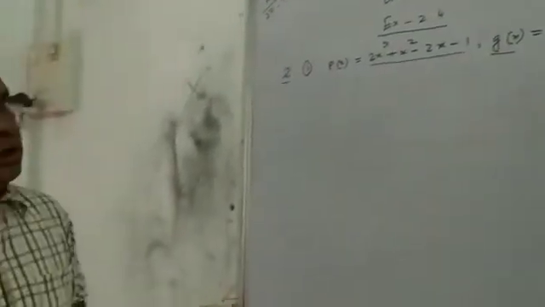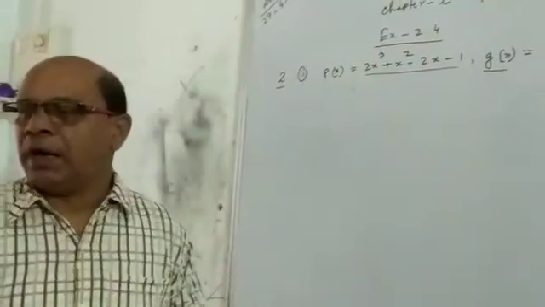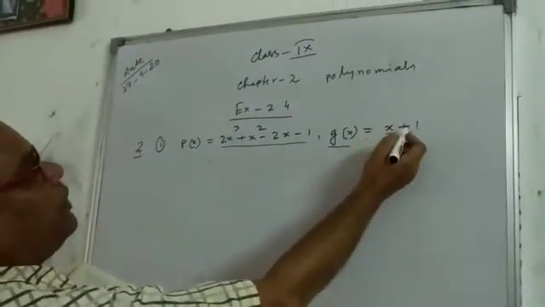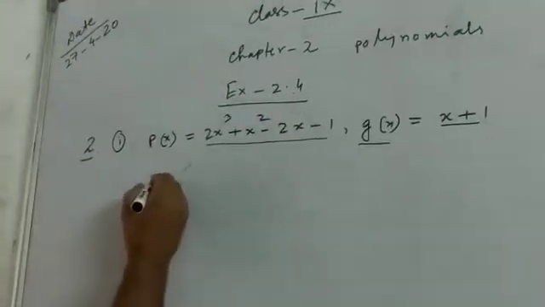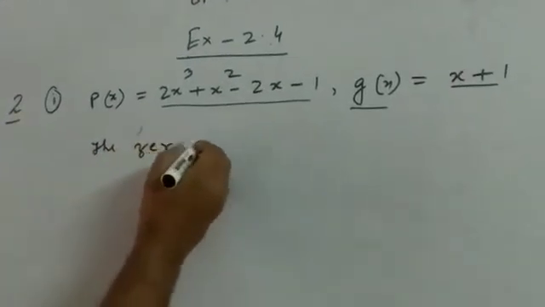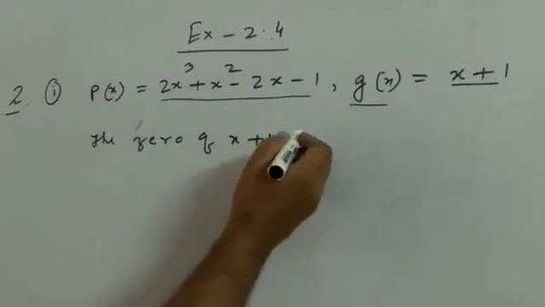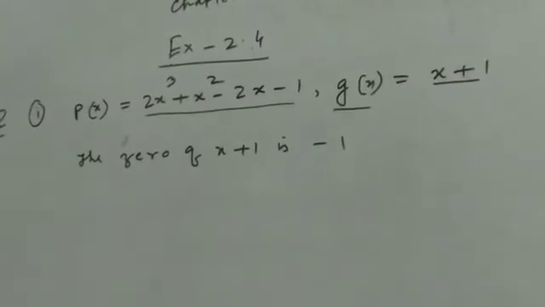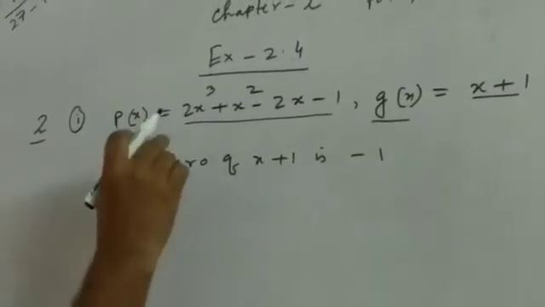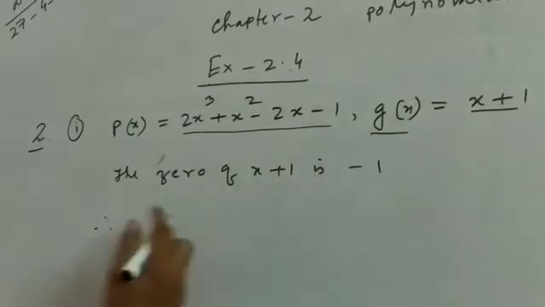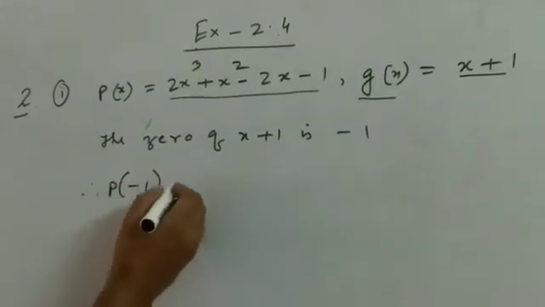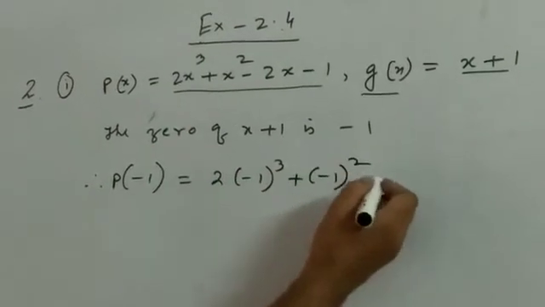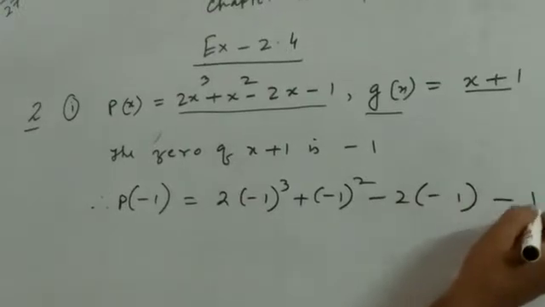It is the same as question number 1, meaning the starting part is the same. First we find the zero of this polynomial x plus 1. Here we write the zero of x plus 1 is minus 1. Now we will find the value of this polynomial at x equal to minus 1. So p(minus 1) is 2 times (minus 1) whole cube minus (minus 1) whole square, 2 into minus 1 minus 1.